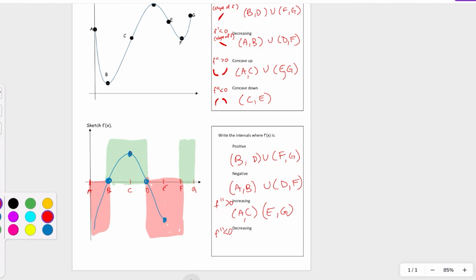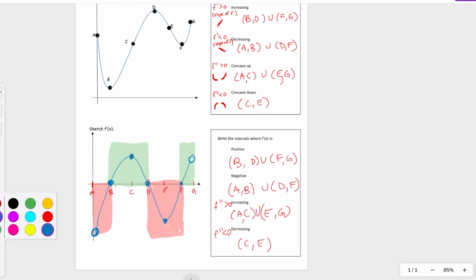Oh, I didn't write it out. Concave down between c and e. And then finally, we have this other increasing interval, between e and g, where f prime should be increasing. And I guess we would need some open dots here, technically, because the derivative is not going to be defined at those endpoints. There's your graph. So let's just look at these two graphs and see if you can make some connections here.